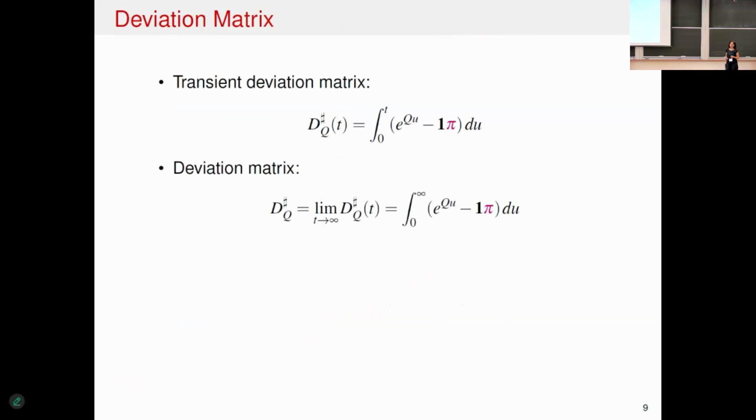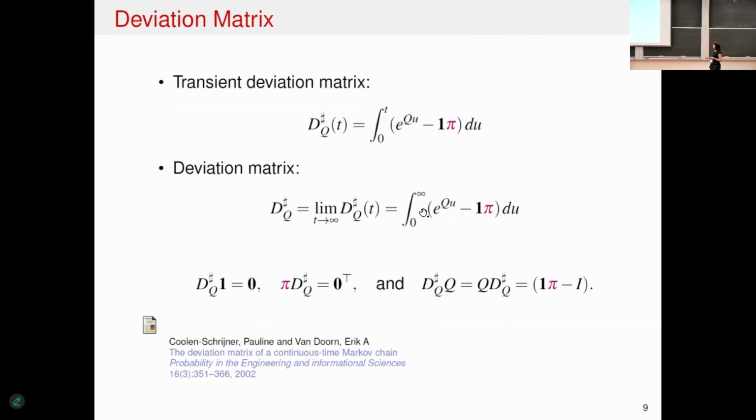The other thing that I use for my calculation is the deviation matrix. We have a transient deviation matrix, which is given by this integral. And when t goes to infinity, we have the deviation matrix. There are some properties of the deviation matrix. For example, if we multiply it with a column vector of ones, the result is a column vector of zeros, or pi times it gives us 0. And if we multiply it with Q, it commutes, and we have this result.